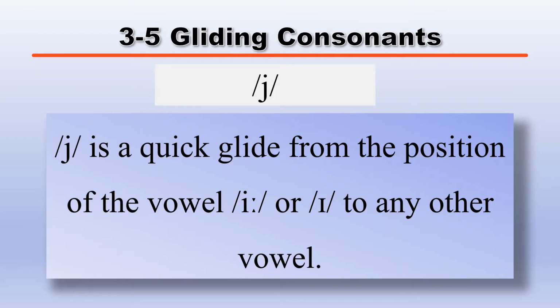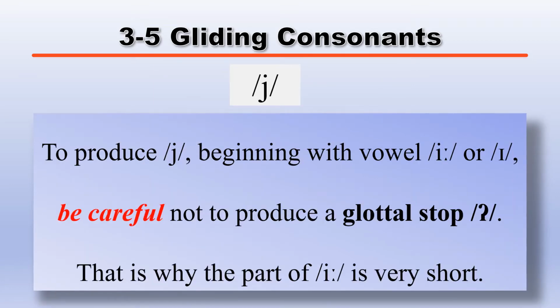Let's start with y. Y is a quick glide from the position of the vowel e or I to any other vowel. So it is not necessary that it is y, sometimes it is y or u. It begins with e or I, but the glide is toward any other vowel. We need to mention this point.